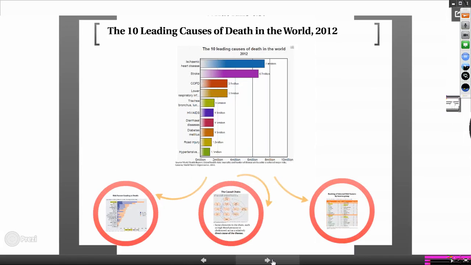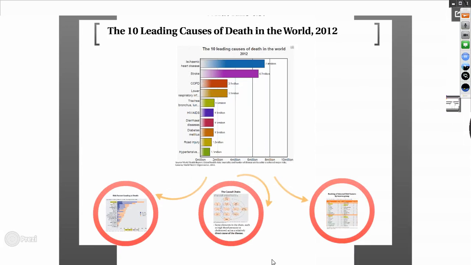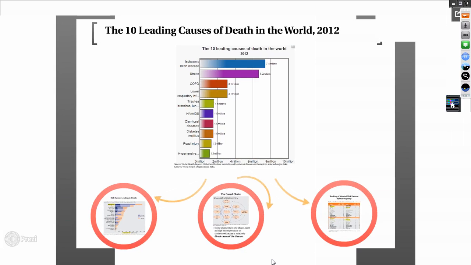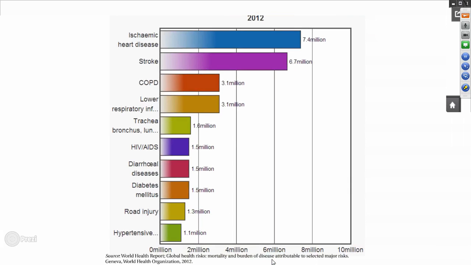So I first want to start out with a pretty big question, okay? And that question is, as human beings, what kills us in the world? What is harming us? So this graph is from the World Health Organization, and it shows the top leading causes of death in the world in the past decade. Okay? As you can see, ischemic heart disease is the number one top killer, and it killed about 77.4 million people in 2012.